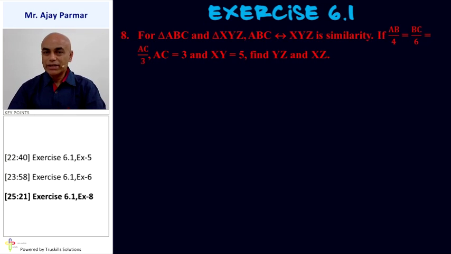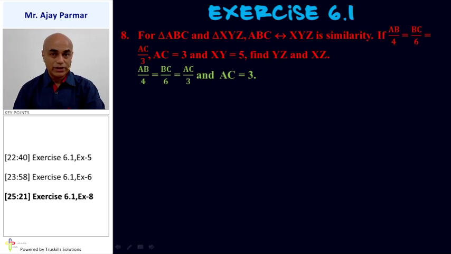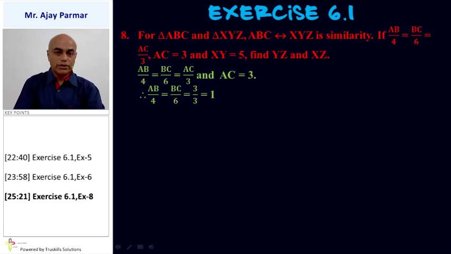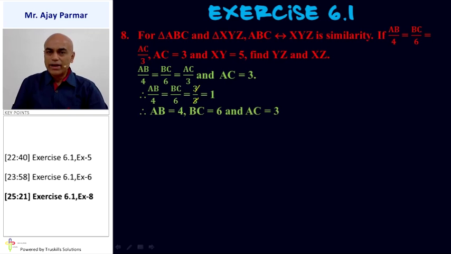ABC corresponds to XYZ is a similarity where AB upon 4 is equal to BC upon 6 is equal to AC upon 3. AC is given to be 3. XY is given to be 5. YZ and XZ are to be found out. So AB upon 4 is equal to BC upon 6 is equal to AC upon 3, and AC is 3. That means AB upon 4 is equal to BC upon 6 is equal to 3 upon 3, and we know that 3 upon 3 is nothing but 1. That means AB is equal to 4 into 1, that is 4. BC is 6 and AC we already are given as 3.